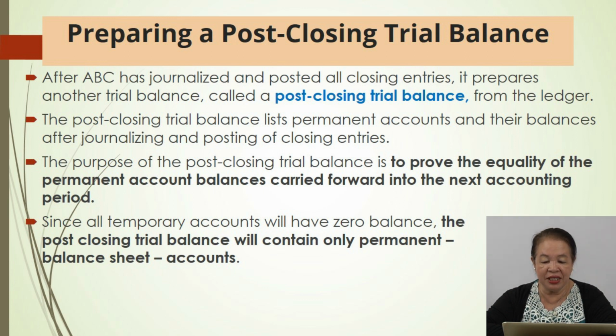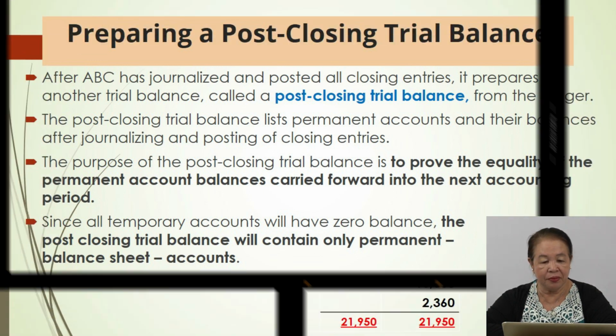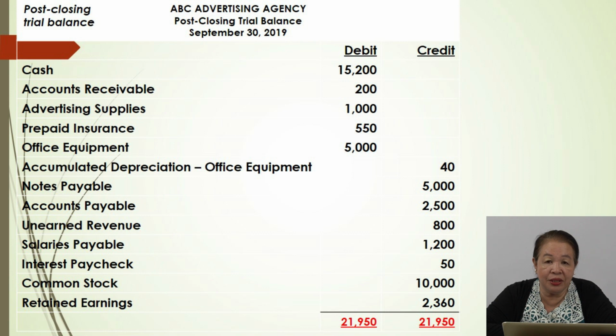Bakit? Pupunta na siya ngayon sa written earnings account. Yun yung sa income and summary account. No? Okay. So, ito yung post-closing trial balance, which is our example for this company, ABC. So, we have the debits and we have the credits. And the total is 21,950.